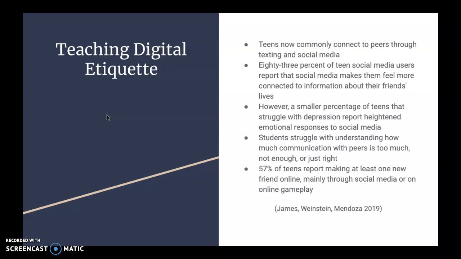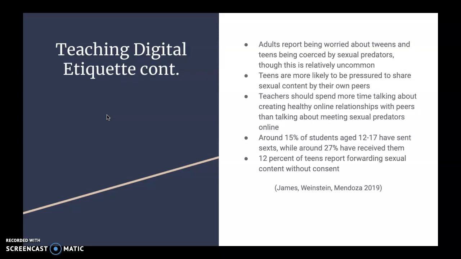57% of teens report making at least one new friend online, mainly through social media or on online gameplay. So people are making friends without really ever meeting these people in person. That can be a little bit scary. Now, at the same time, adults report being worried about tweens and teens being coerced by sexual predators, but studies now show this is relatively uncommon.